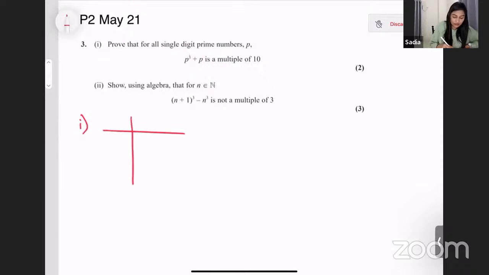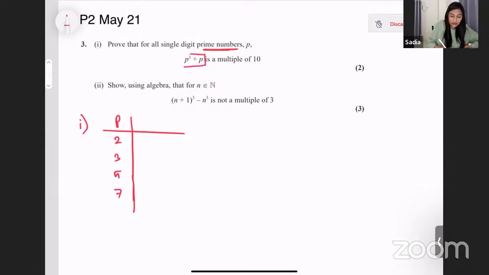So if I just select the values of P, since we are selecting prime numbers, right? So we need to start from 2, 3, 5, and 7. Okay, so the next one is 11, then 13, but those are not single digit. So we have to deal with single digit prime numbers. So these are the only 4 options we have right now.